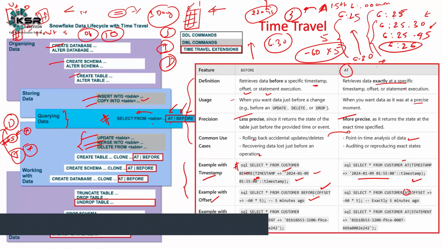If you put AT, it will consider 6:25: if you have done any changes then, it will include them. If you put BEFORE 6:25, even if you have done changes at 6:25, it won't consider them. It is similar to less than, whereas AT is like equal to, so it takes all the changes including that time. Now you got it? Yes, I got it. Thank you.